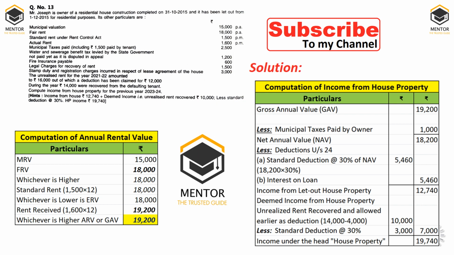From this we have to deduct standard deduction at the rate of 30%, because it's a let out house property. So once we deduct 30%, the 3,000, then income is 7,000. So income from unrealized rent of the previous year considered in the current year is 7,000. So total income from house property is 19,740 rupees, which we have to consider.